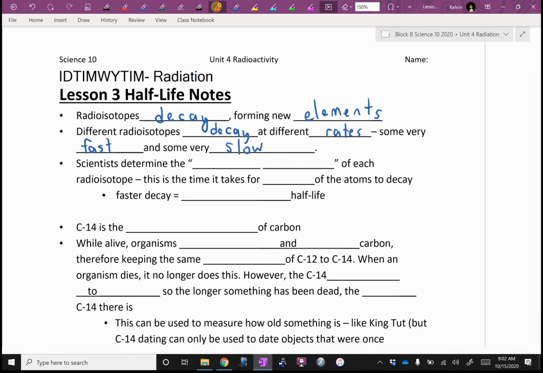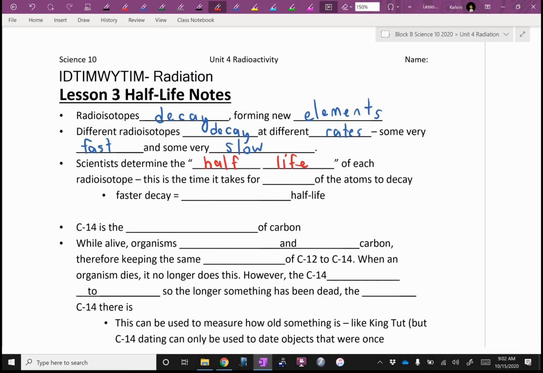And here's our word of the day. To talk about their rate of decay, we talk about the half-life. What do we mean by half-life? That's how long it takes for half of the material to decay. It's half-life.